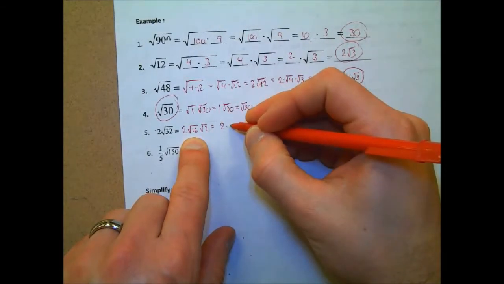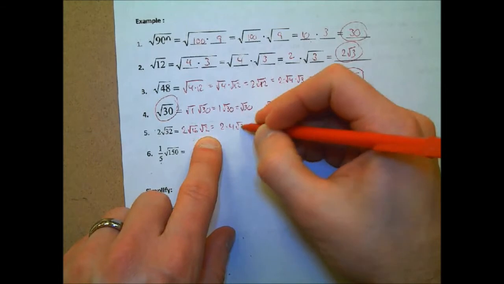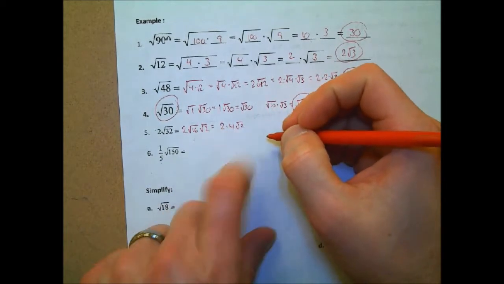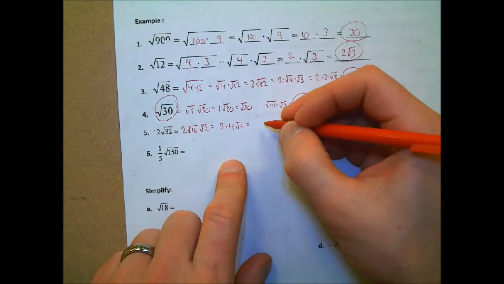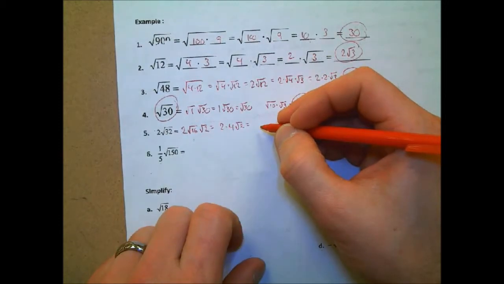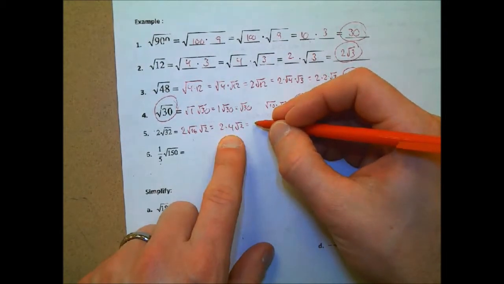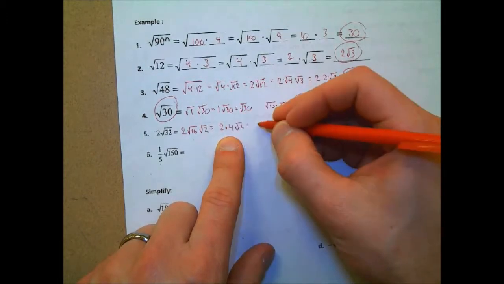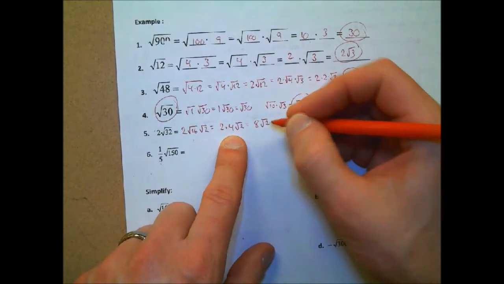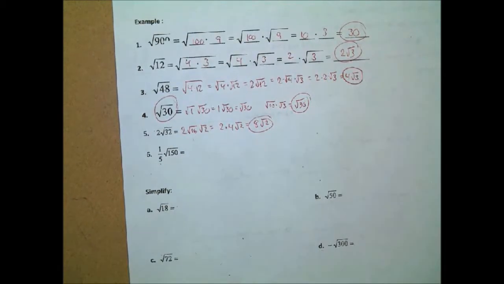4. And we still have the root 2. And then to finish simplifying here, what goes together? The 2 and the 4, which makes 8. It's 2 times 4, so 8 square roots of 2. And again, of course, 2 can't be simplified. Let me finish this last one here, and then we'll let you go.